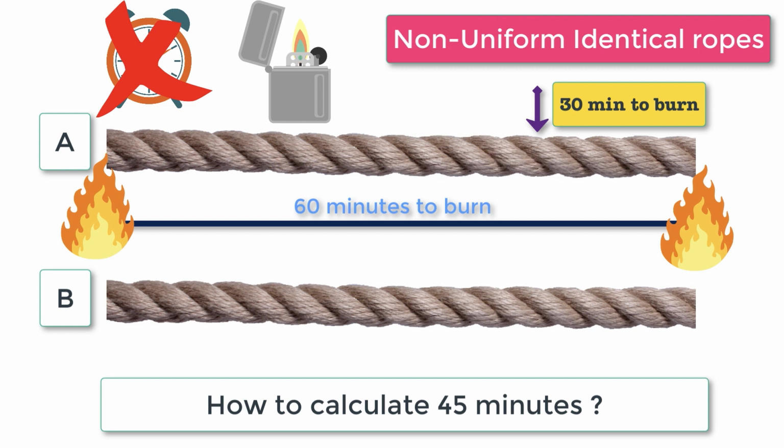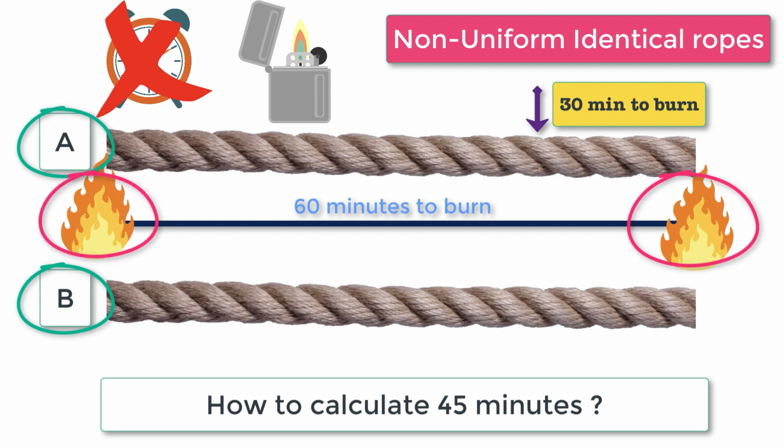So in order to calculate 45 minutes, one rope is not sufficient. You need 2 ropes. Let's call the ropes A and B and follow the below process in order to measure 45 minutes. What you have to do first is burn rope A from both ends and rope B from one end. So rope A will completely burn in 30 minutes, because it is put on fire from both the ends.